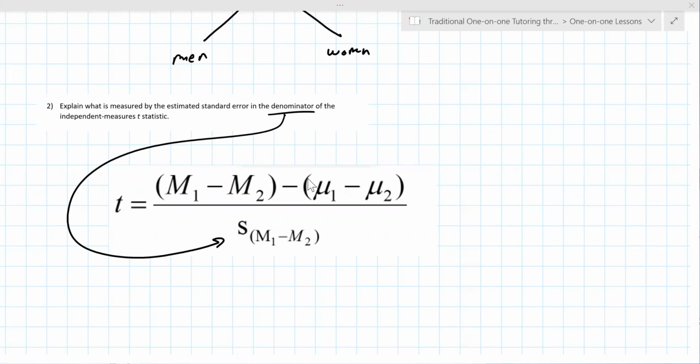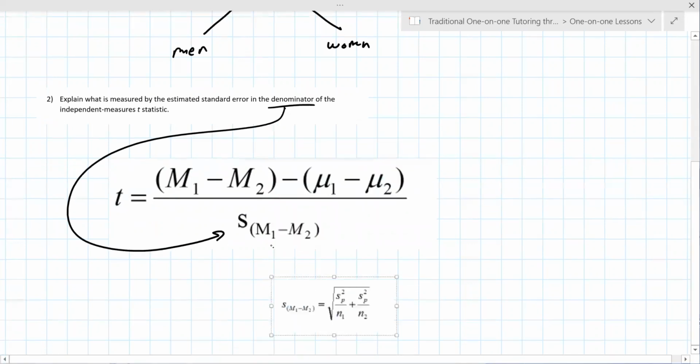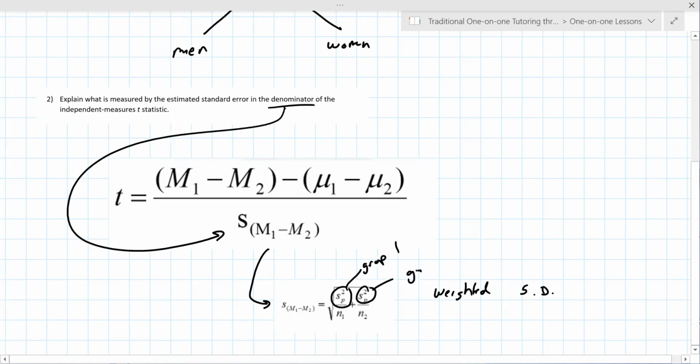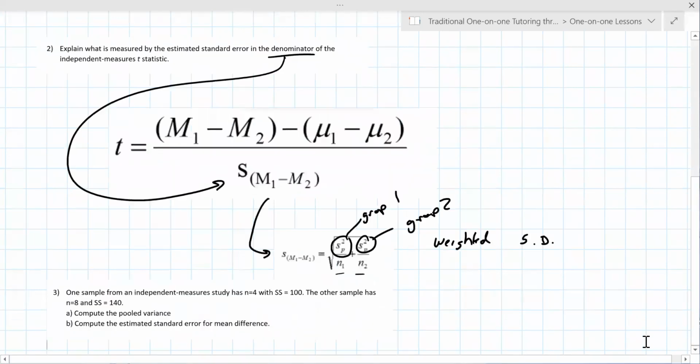So S M, this right here, is like a weighted standard deviation, because it takes into account both group one and group two, and it takes into account the sizes of the groups as well. Now what you really care about is what's happening in maybe question three. This seems more like a potential test question because it's got some numbers in it.